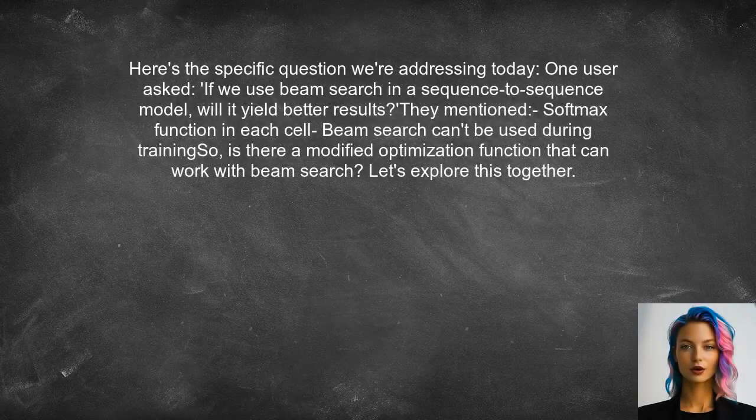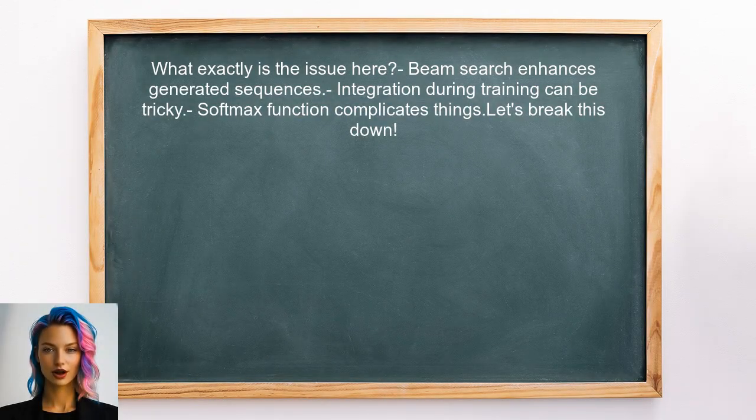Here's the specific question we're addressing today. One user asked, if we use beam search in a sequence-to-sequence model, will it yield better results? They also mentioned that with the softmax function in each cell, beam search can't be used during training. So is there a modified optimization function that can work with beam search? Let's explore this together. So what exactly is the issue here?